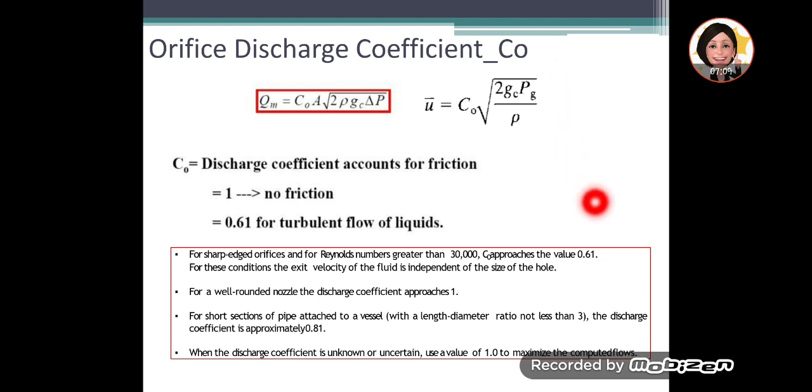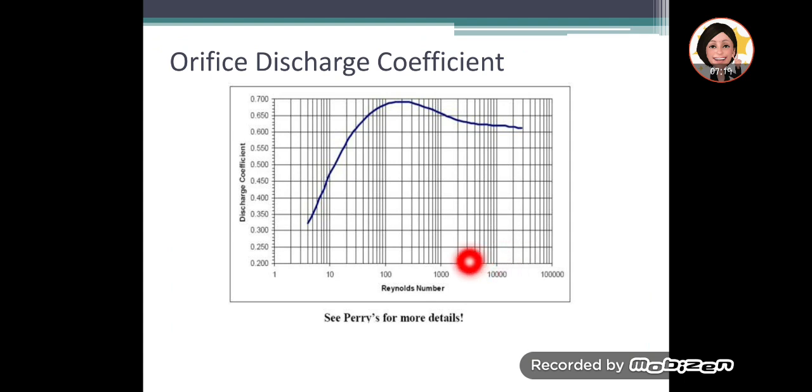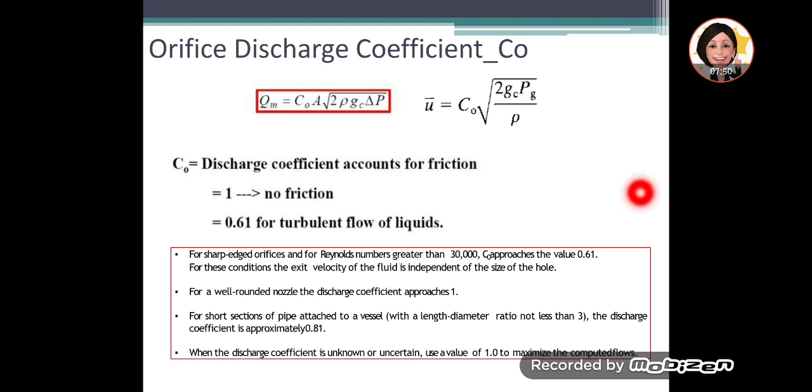For these discharge coefficients, you can use the given figures depending on the relevant condition. They are derived from this graph of discharge coefficient against Reynolds number. If you notice, at 10,000, 20,000, 30,000 and beyond 30,000, it is 0.61. That's what was mentioned in the previous slide. So we can either use this graph to get a discharge coefficient, or we can estimate and use these C naught values for the respective condition.